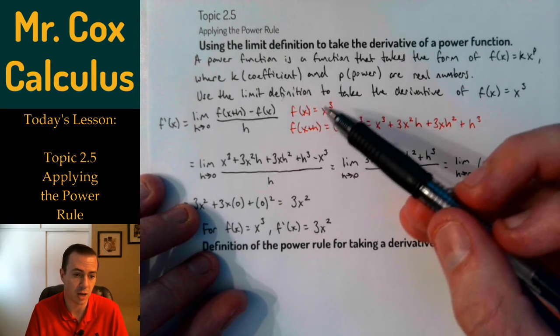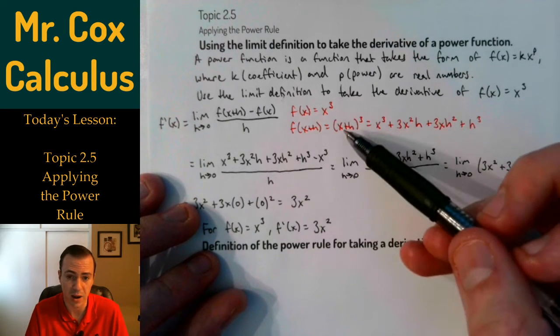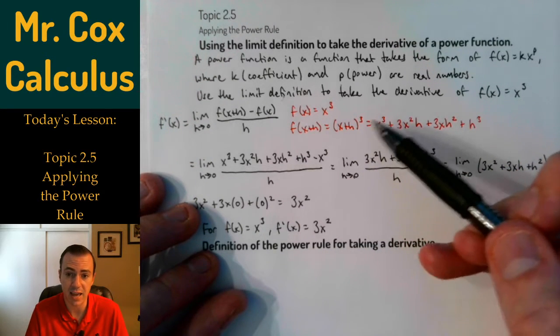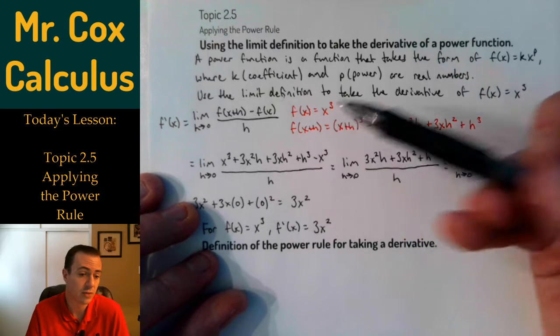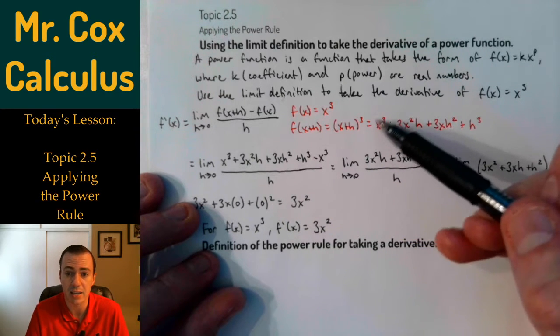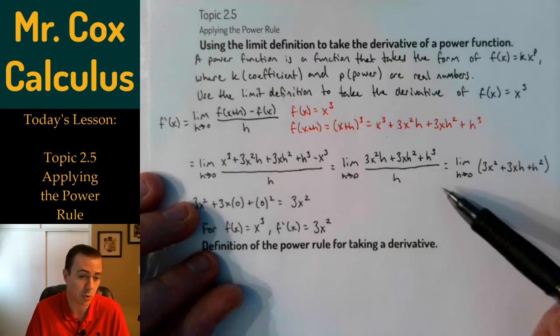Now, if you think about what survived the derivative process, the x cubed was always going to subtract off with this. So for example, if this were x plus h to the 7th, this x to the 7th would subtract off with this x to the 7th. So this term right here never survives this process.